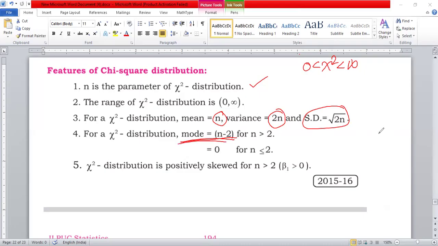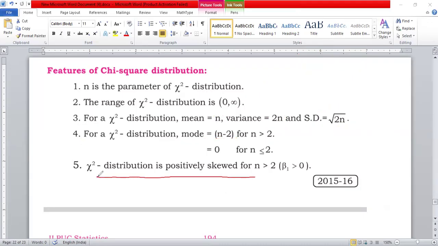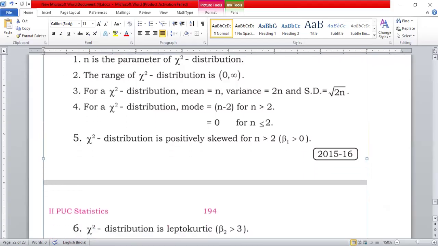And remember the beta 1 and beta 2 values of the chi-square distribution also. The chi-square distribution is positively skewed, so beta 1 is greater than 0. Similarly for beta 2, the chi-square distribution is leptokurtic, so beta 2 is greater than 3. Very important, beta 2 greater than 3. Even the Poisson distribution is the same thing. So what is the value of beta 1 and beta 2 for chi-square? Beta 1 is greater than 0.